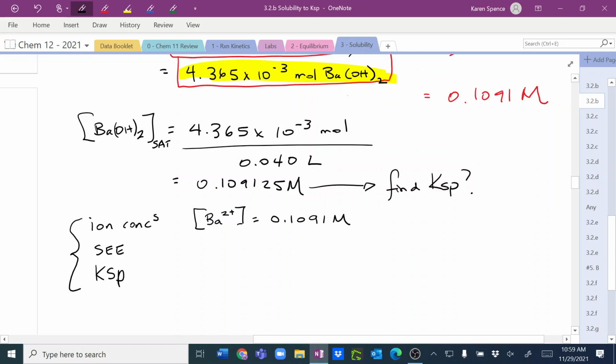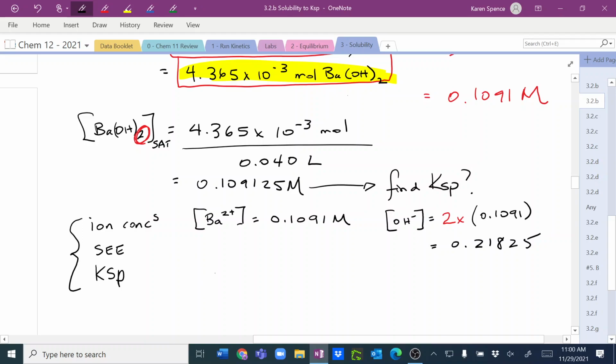0.1091 molar. I'm not going to write the whole thing again. And what about the concentration of hydroxide? Tell your partner what you would have to do to find the concentration of hydroxide. Well, we've got this little 2 down here, yes? So we would need to multiply 2 times 0.1091, which would give us 0.21825.